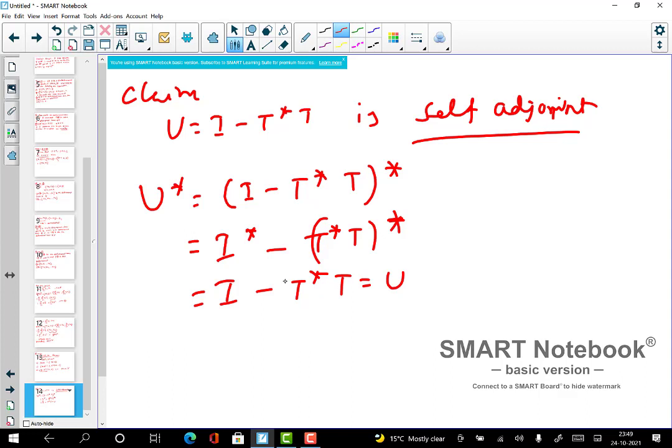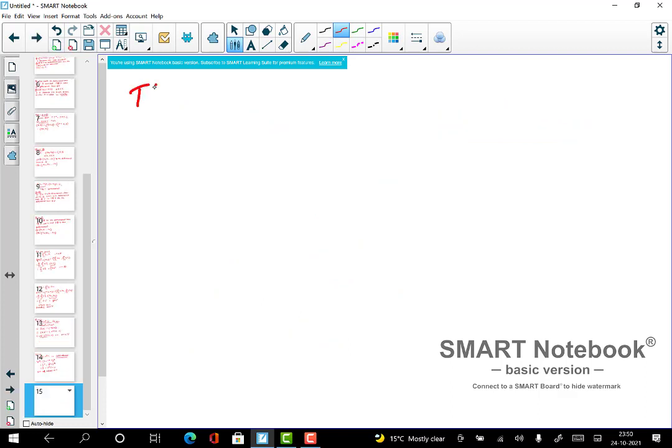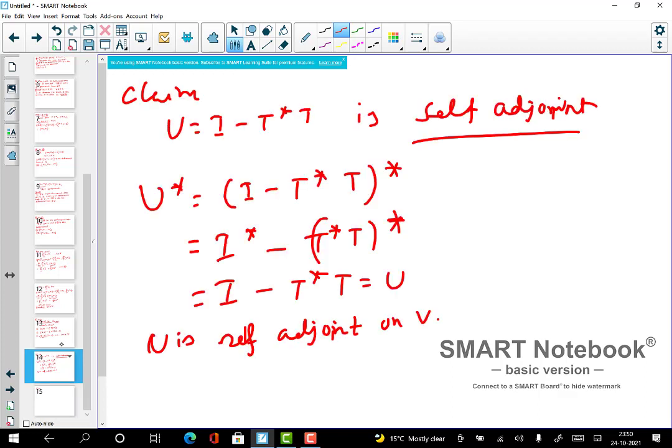So when you have a self-adjoint operator, then what do you know? So you know that U is a self-adjoint operator on V. Okay, so what does that mean? There are two options. I can say also Hermitian, like for the complex case generally we say Hermitian.